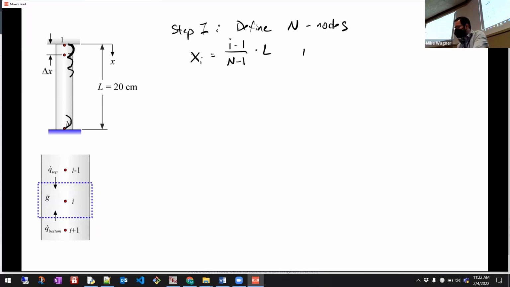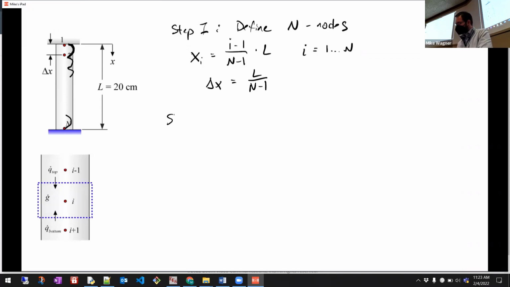And that is for what condition of i? That's for i equal to 1 to n. For every i in that index set, 1, 2, 3, 4, all the way up to n, that equation is true. So we've defined the position of each node. We may also want the node length, delta x, and that is going to be L over n-1. Again, we're taking the total length divided by the number of segments in that domain. Okay, so that's step one.